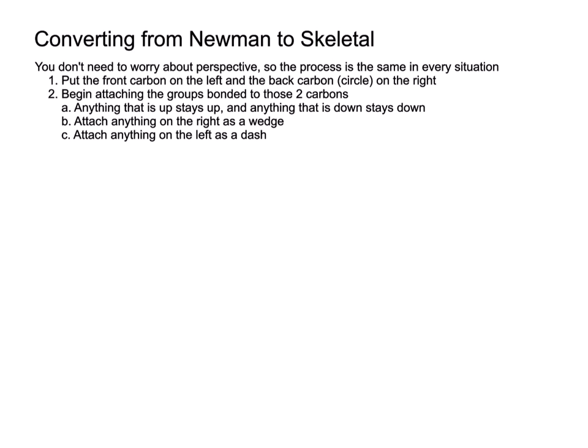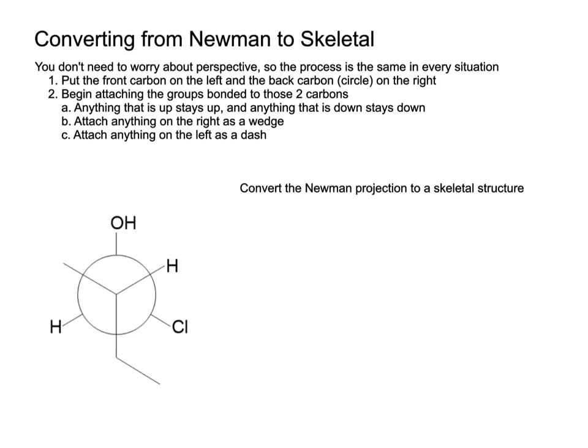Then we're going to begin attaching the groups bonded to those two carbons. Again, anything that is up stays up, and anything that is down stays down. We're going to attach anything on the right side of the Newman projection as a wedge, and anything on the left side of the Newman projection as a dash. So let's go ahead and convert the Newman projection depicted here to a skeletal structure.